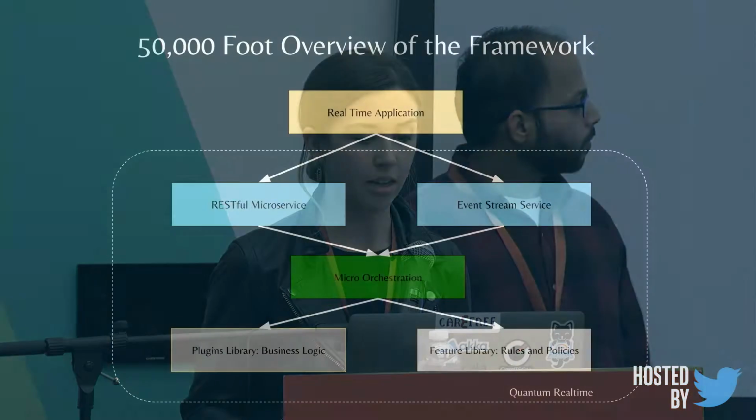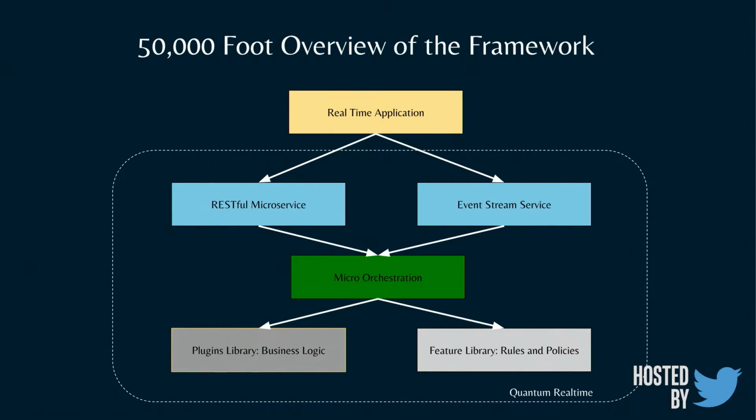So we're going to walk through the framework, starting off with a really high-level overview of what it does, and then getting closer down to the details. So somewhat obviously, what Quantum Realtime does is it starts up a real-time application. There are two main interfaces that we're running currently. One is a RESTful API microservice, or you can run it off of an event stream. You can run both of those interfaces at the same time if you have a workflow that needs to be run in multiple contexts. So that provides a lot of flexibility.